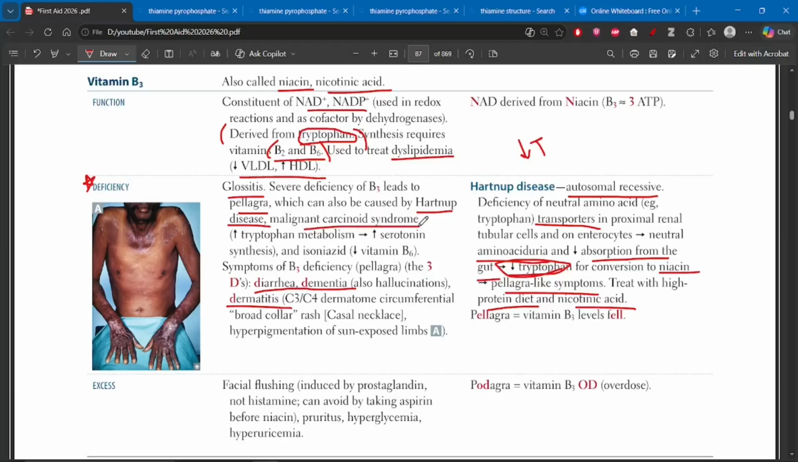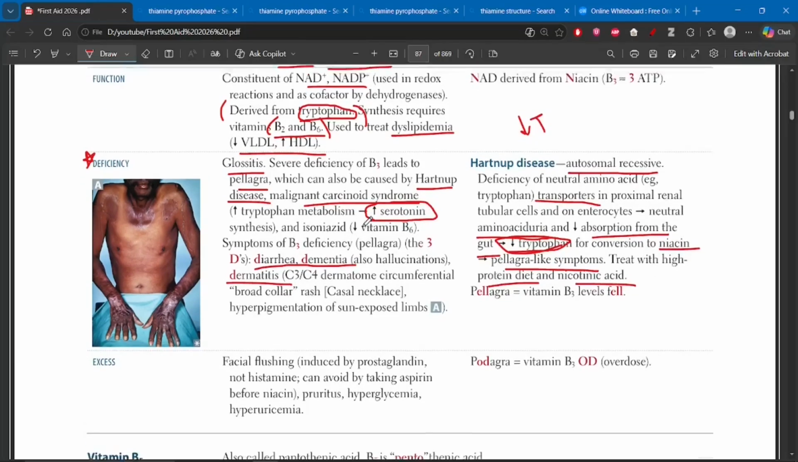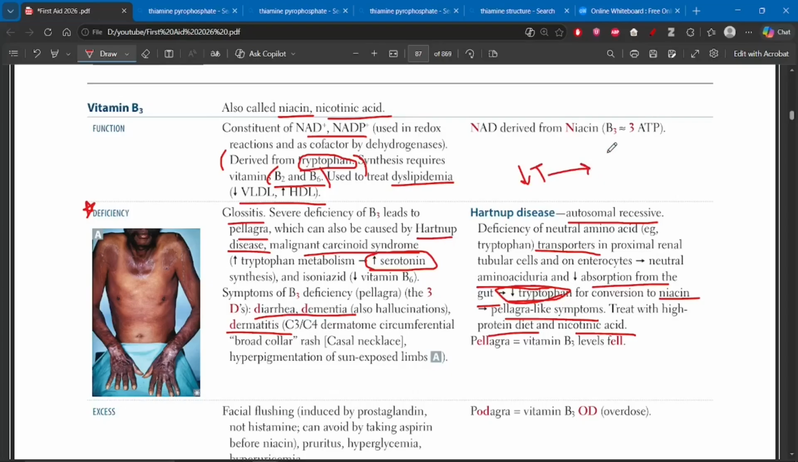Malignant carcinoid syndrome can also lead to pellagra, and malignant carcinoid syndrome has a similar mechanism as Hartnup disease. So Hartnup disease is basically inherited tryptophan deficiency. Malignant carcinoid syndrome is acquired tryptophan deficiency. The carcinoid syndrome, what it does is that it produces serotonin. So it is basically a neoplasm that produces a lot of serotonin. And serotonin is derived from tryptophan. So tryptophan also creates serotonin.